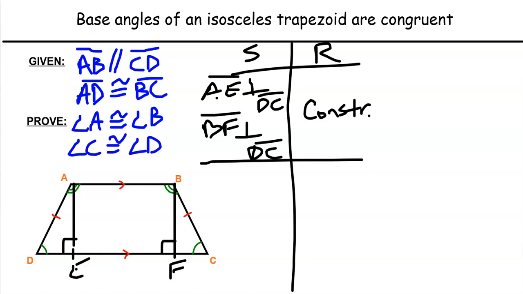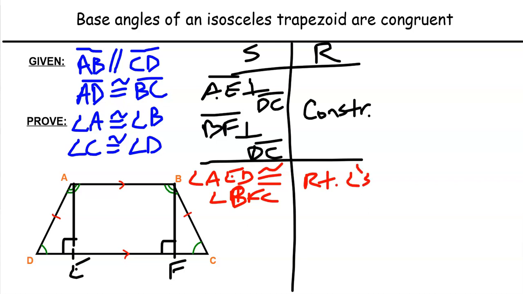We know that angle AED is congruent to angle BFC. And we know that because all right angles are congruent. And we also know, even though it looks like we have congruent angles at D and C here, we can't use them, because that's what we're aiming to prove.